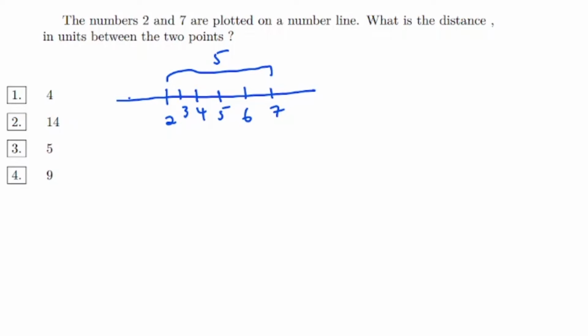Another way to do it is to put the absolute value sign and say, what is 7 minus 2? Well, 7 minus 2 is 5. So this is the correct answer.